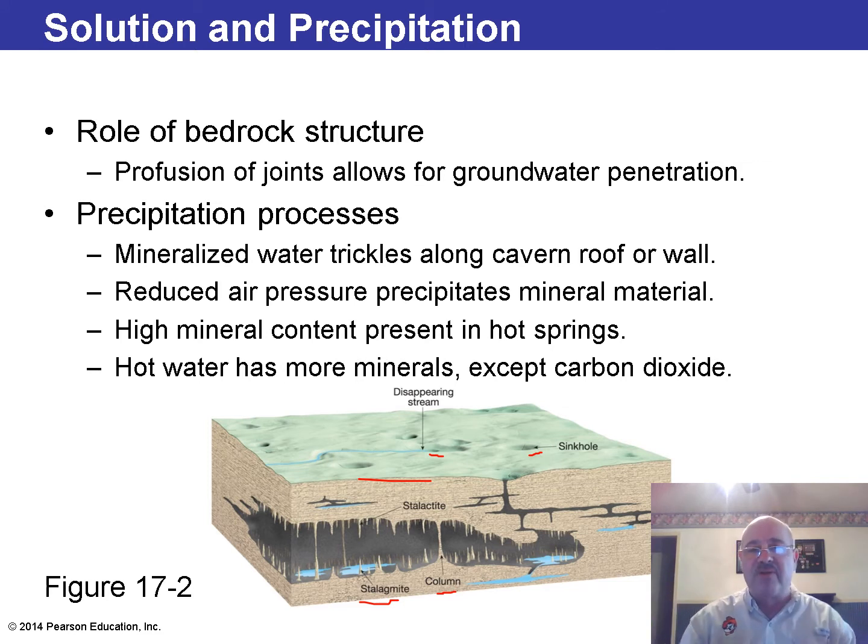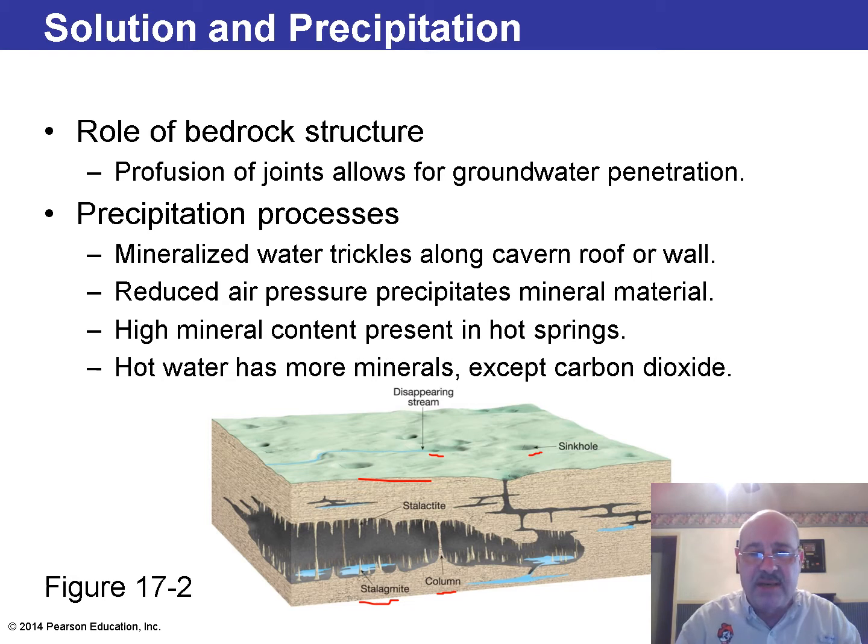All right, so mineral water trickles along the cave. First of all, let's go back. So profusion of joints allow the groundwater to penetrate. It dissolves all that material out, okay? Now, it's still humid in that area. So what's left is dripping off the walls and the ceiling of the cave, creating these stalagmites and stalactites. So it's what we call reprecipitating, okay? Mineral water trickles along cavern, roof, or wall. The reduced air pressure precipitates mineral material. Environment, right? If you can keep something in a localized environment from the outside elements, you get all kinds of wonderful, beautiful things, okay?